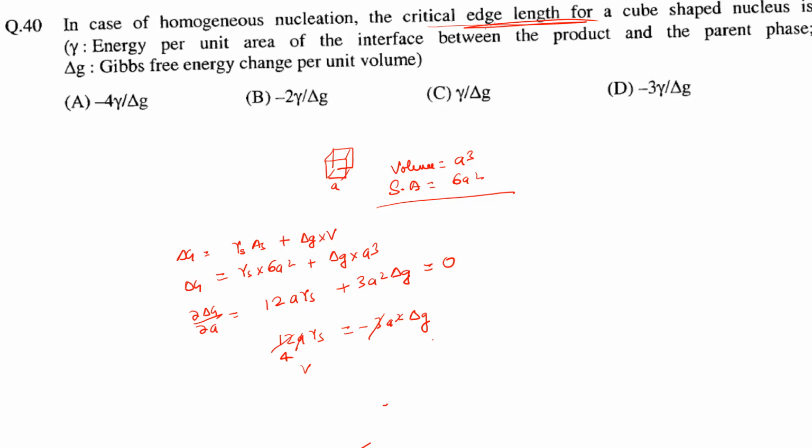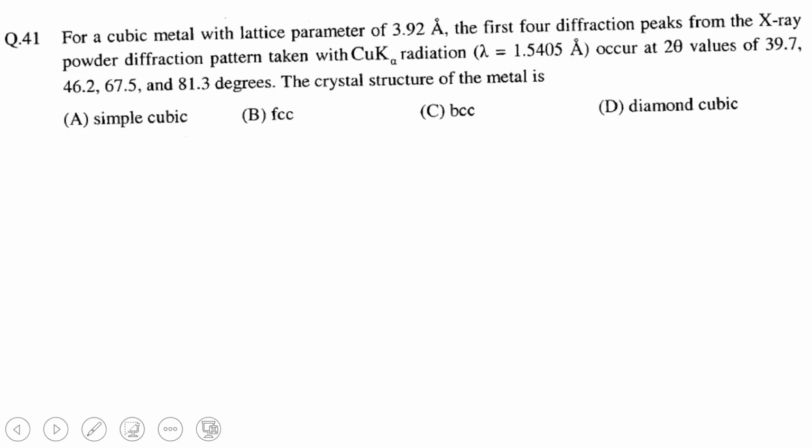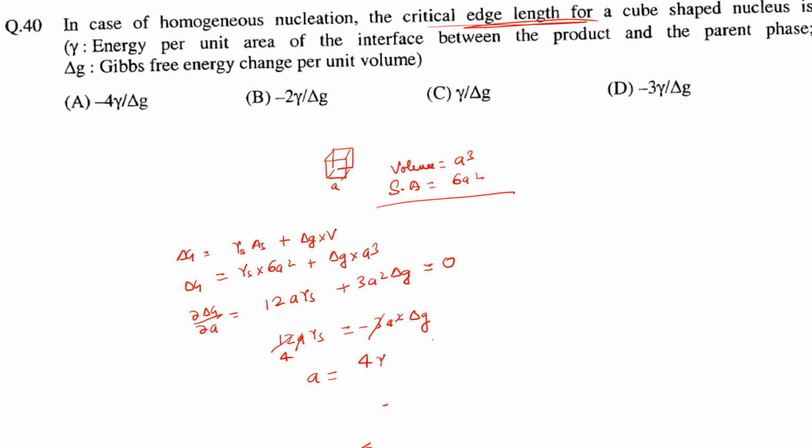So from this, a will be 4 gamma S by delta G with negative sign. So this will give you the critical edge length. That means when we have this edge length, the delta G is at the maximum, right? You can check also. First you will have to double differentiate it, and after that you put this value, then you will come to know that delta G at that point is the maximum, that is the critical to be reached.